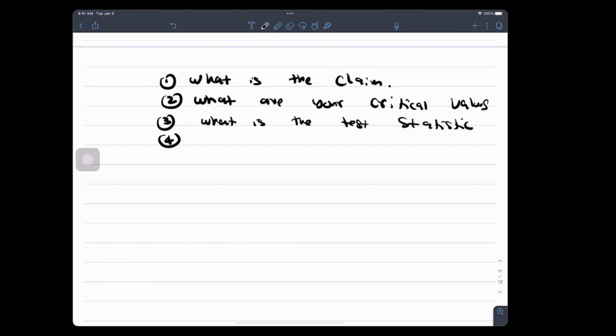And the last question I'd like to ask is, what is the conclusion? So as you go through the process, I want you guys to keep these key ideas in mind. What is the claim? What are your critical values? What is the test statistic? And then what is the conclusion? Those are the things I ask.